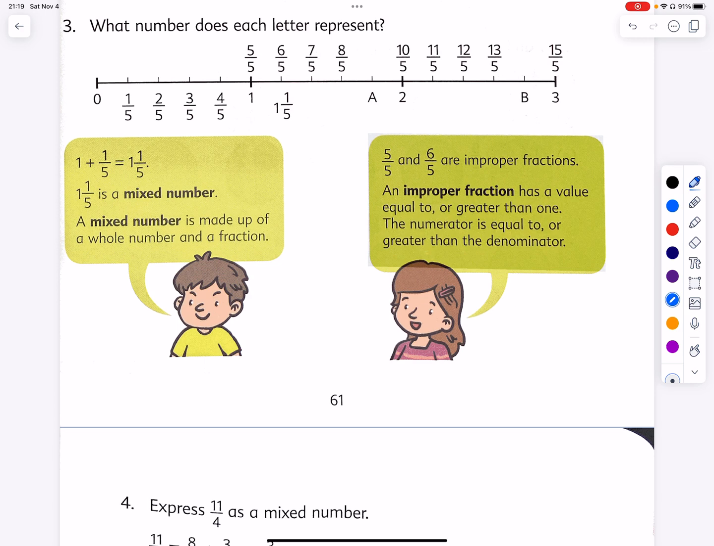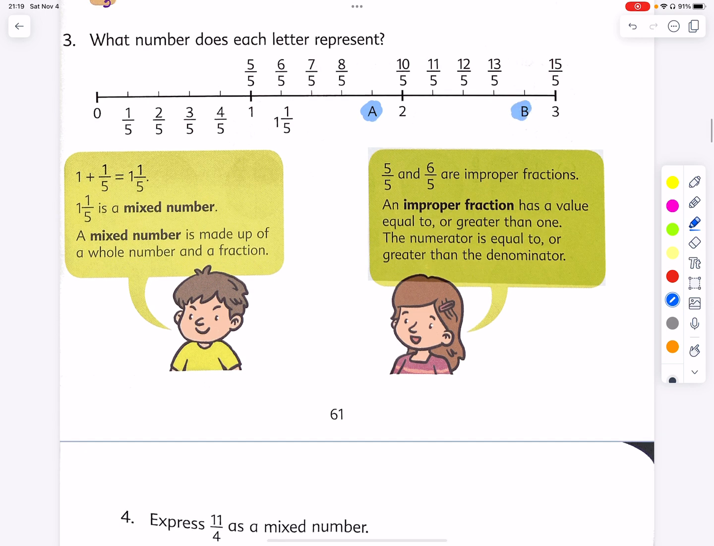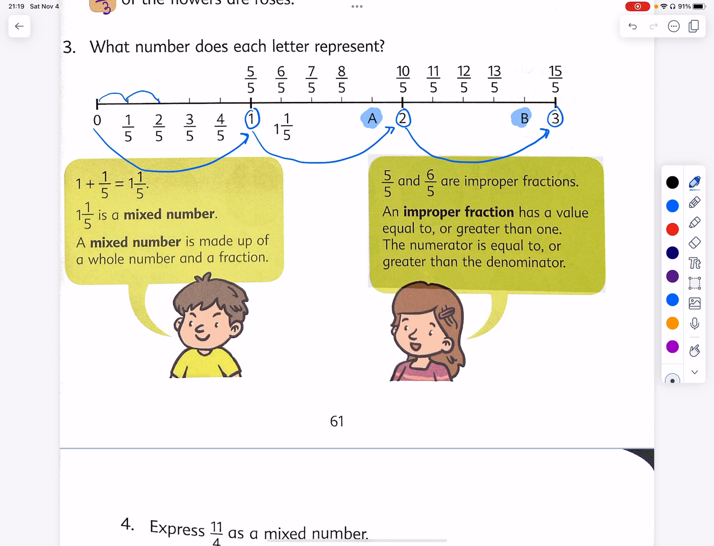Now, what does the number and letter represent? Well, where are those numbers and letters? Those letters are A and B. All right. What does letter A represent? I see we have 1 whole, and we have 2 wholes, and we have 3 wholes. From 0 to 1, and from 2 to 3. That's a number line. Now, how many equal parts? Let's count. 1, 2, 3, 4, 5. These are 5 equal parts.